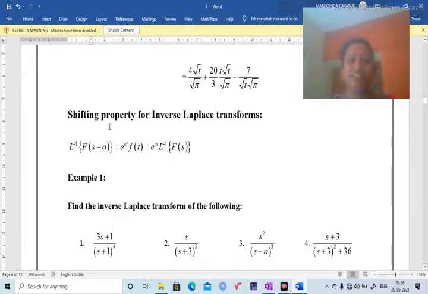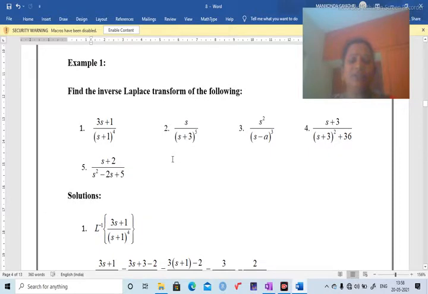Next one, shifting property for inverse Laplace transforms. That is, L inverse of f of s minus a equal to e power at into f of t, equal to e power at into L inverse of f of s, because f of t means L inverse of f of s only. So now I am going to solve these problems.